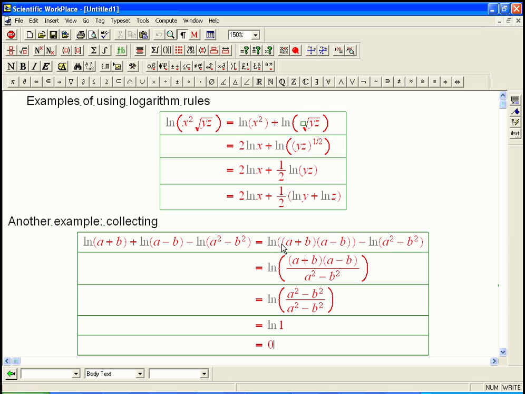Now, the shortcut would have been, if I had expanded this out as a squared minus b squared here, we just had ln of a squared minus b squared minus itself. And that's another reason it could become 0. But it's kind of cool how combining it all into one log lets these guys interact with each other, lets them cancel down to 1, and then ln of 1 is equal to 0. Okay, that's enough for that.